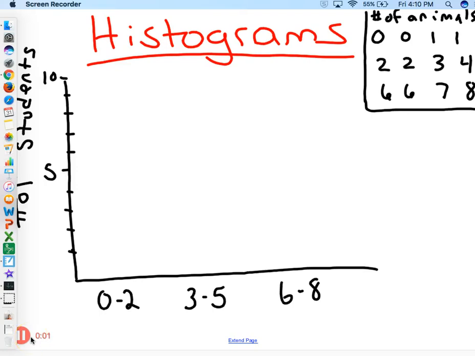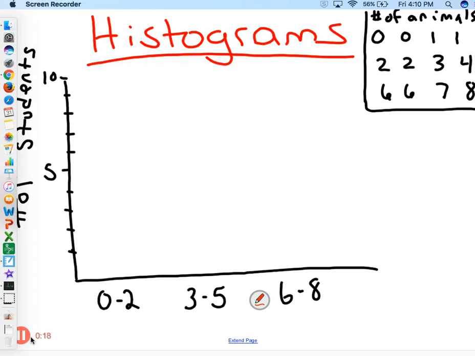Okay, this video is about histograms. Histograms are a way to represent data sets when you have a lot of pieces of data. So the first thing we're going to do is take a look at this data and put it into the histogram. Our data is number of animals owned by students.